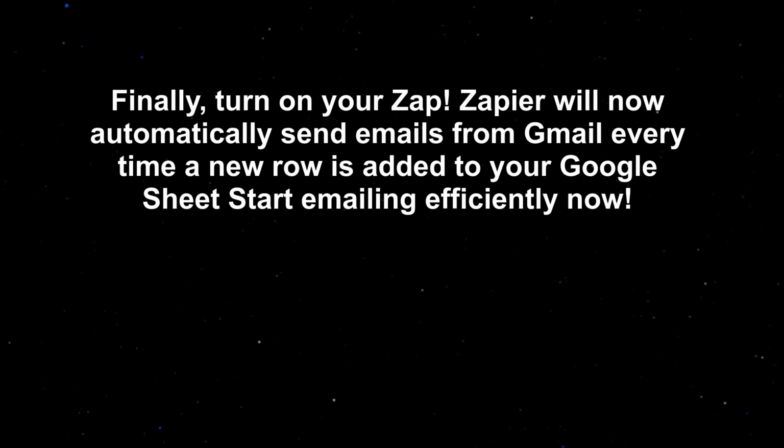Finally, turn on your Zap. Zapier will now automatically send emails from Gmail every time a new row is added to your Google Sheet. Start emailing efficiently now.